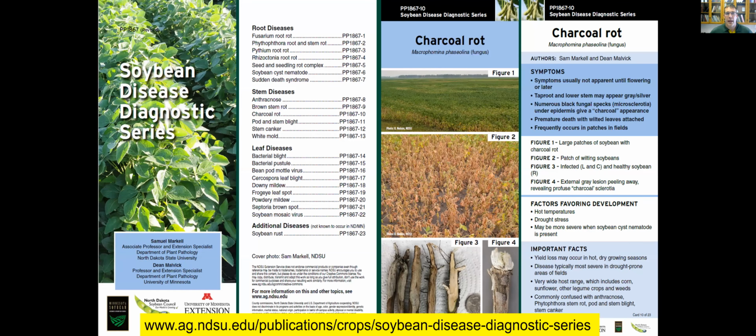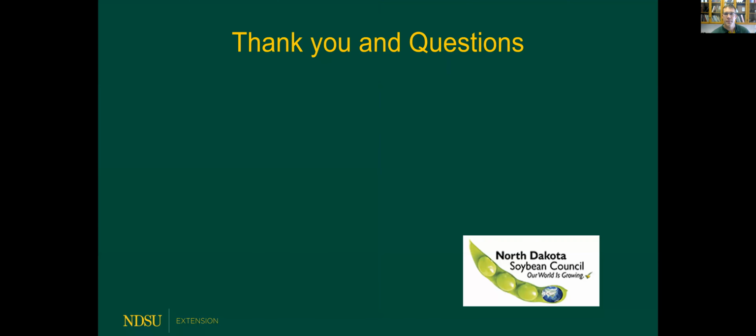I'm going to leave you with one last resource. This is a soybean disease diagnostics series. Every disease I talked about today and many others are part of this booklet. You can find the booklet at the website in the yellow bar below. And then lots of times a county agent may have a physical copy, and I would encourage you to try and grab one. They're very helpful for diagnostics, just figuring out what's out in the fields.